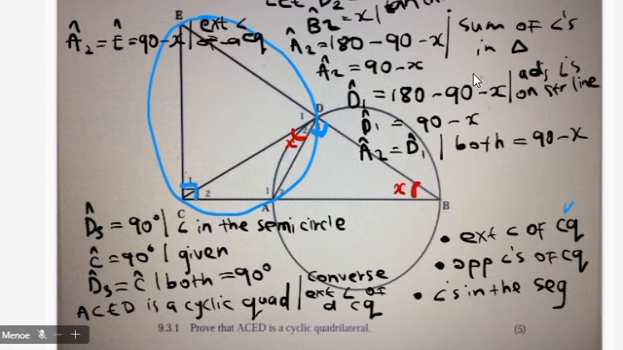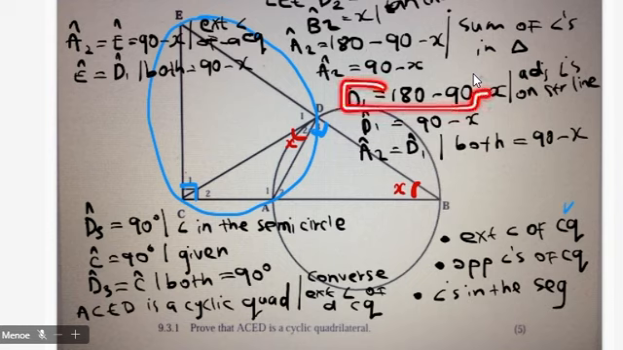So A2 is equal to E is equal to 90 minus X. Then E will be equal to D1. Why? Because they are both equal to 90 minus X. You have proven that E is equal to 90 minus X, and you have also proven here that D1 is equal to 90 minus X. So now we can say that triangle CDE is isosceles.